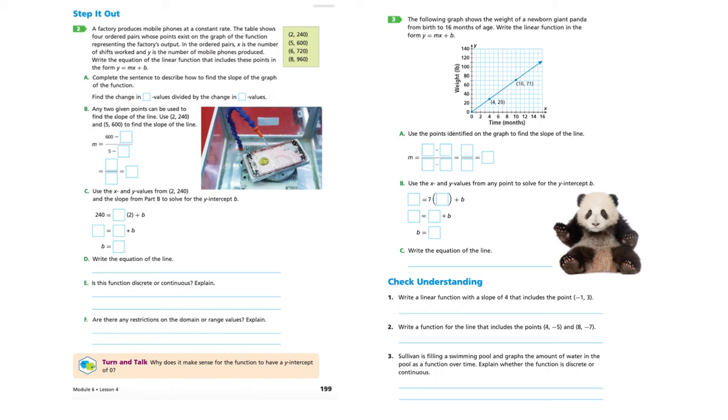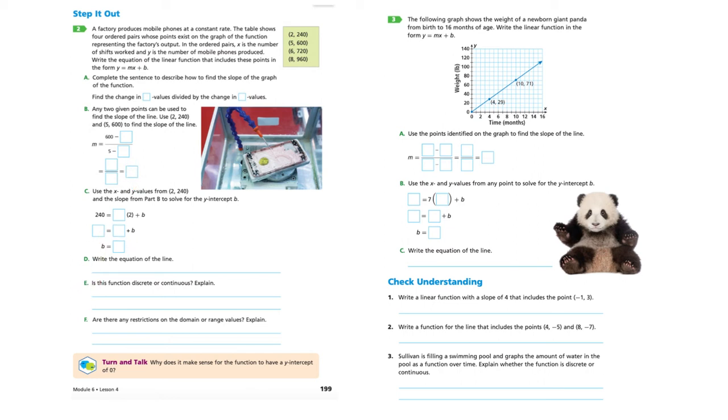C, use the x and y values from 240, and the slope from part B, so whatever you end up with here as your slope, you'll use that to help you solve for b. So you're just plugging those numbers in there, and the m that you have here will go here. So that'll help you find the y-intercept. And now you can write the equation of the line because you have the slope and you have the y-intercept.